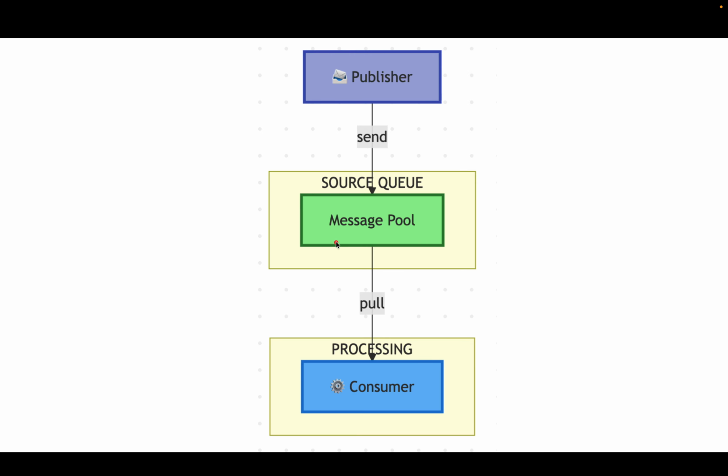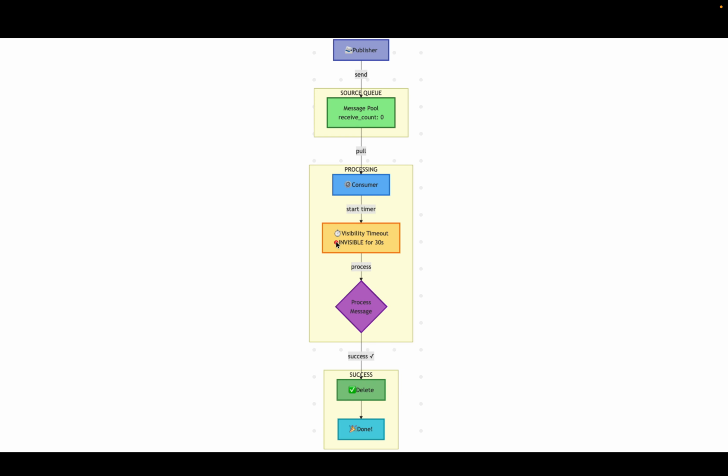Now where it gets interesting is when a consumer pulls a message from the source queue. We would ideally want that this message no longer remains in the source queue, right? But this is not what actually happens. Under the hood, the message doesn't disappear immediately. Instead, it becomes invisible to other consumers. This is called visibility timeout.